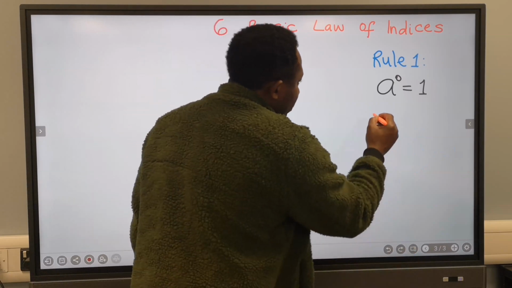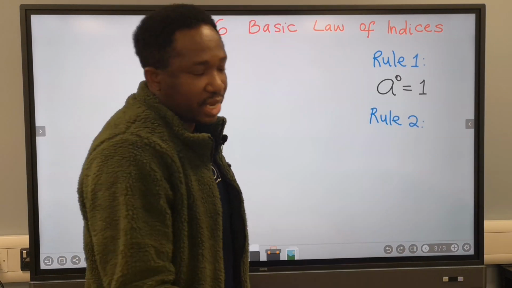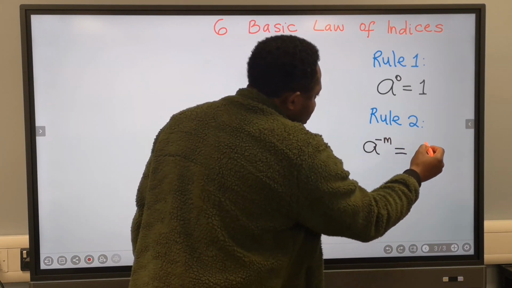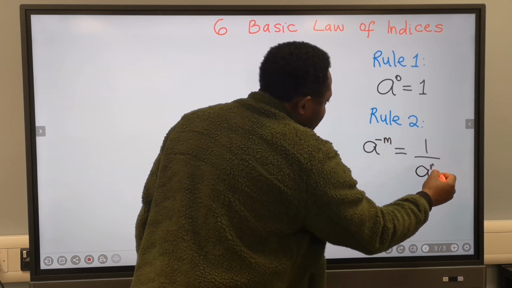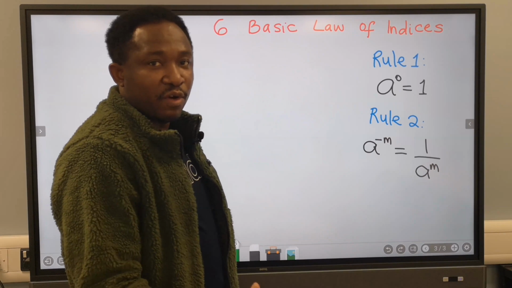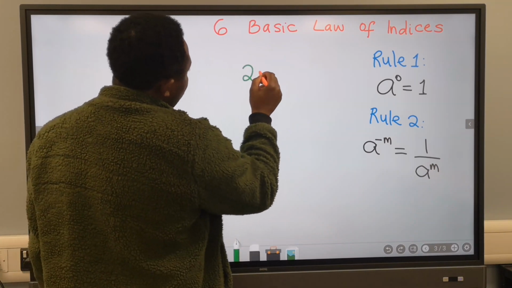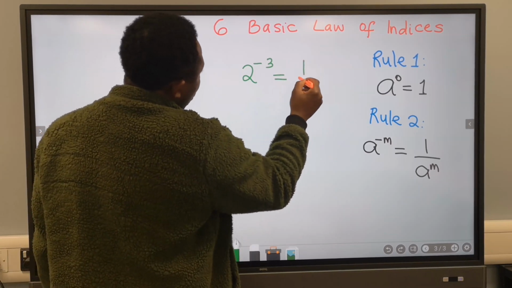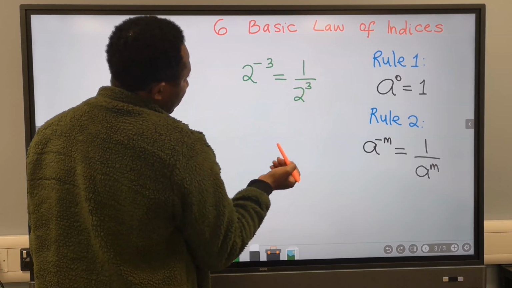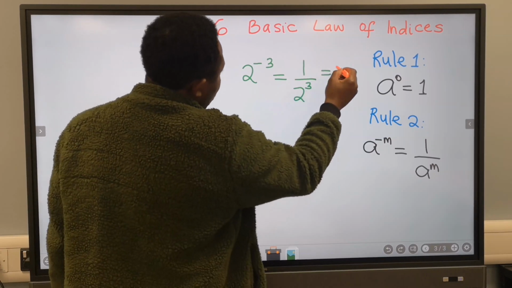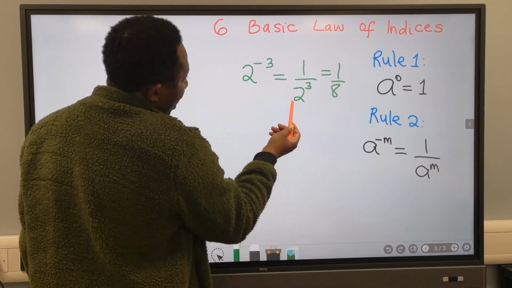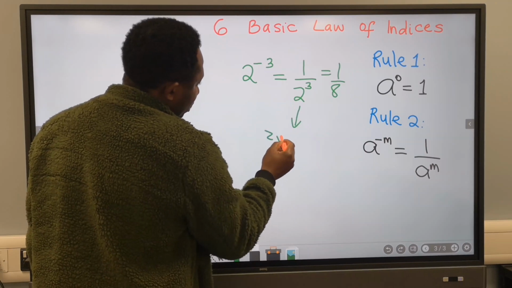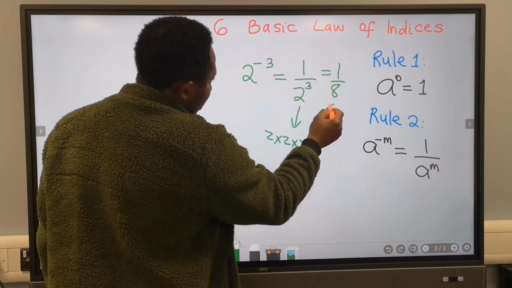Next, rule number 2. In the second rule, we have a to the power of minus m is 1 all over a to the power of m. For example, if I have 2 to the power of minus 3, according to this rule, it's going to be 1 over 2 to the power of 3, which is 1 over 8, because 2 times 2 times 2 will give us 8.